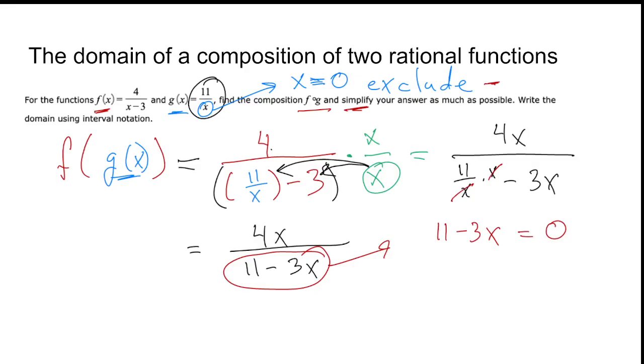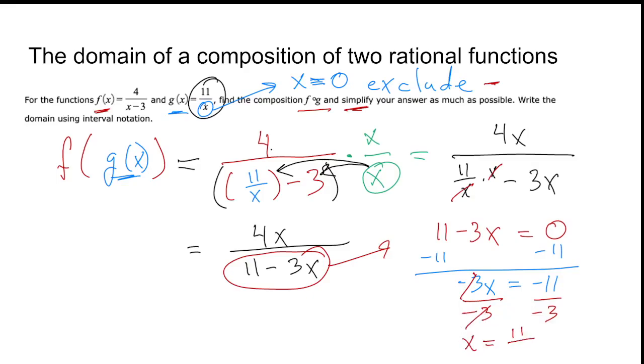Again, we could go either way we want. I'll subtract 11 from both sides. When I've got an equal sign, I'm not too worried about it. When I've got inequalities, I'm a little bit more concerned. So minus 3x equals negative 11. And then we're going to divide both sides by negative 3, just solving for x, right? This cancels with this. Negative over negative is a positive. So what we find is that we need to exclude x whenever it would become 11/3.